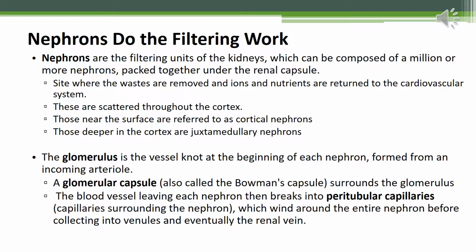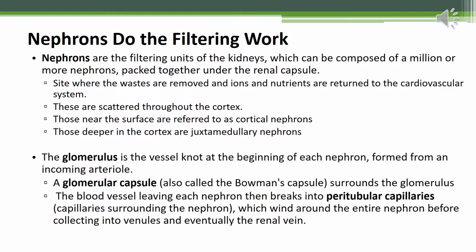And I should say that the ions are also sometimes, and quite often, removed from the blood. And these nephrons are actually scattered throughout the renal cortex. The nephrons located near the surface of the renal cortex are referred to as the cortical nephrons, and those deeper within the cortex are called juxtamedullary nephrons.